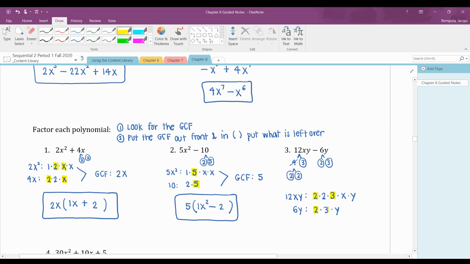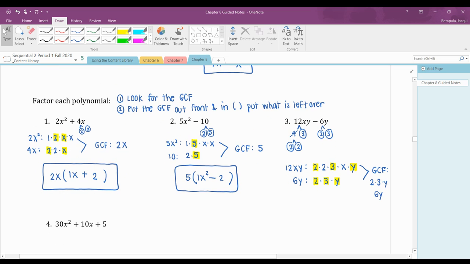But there's a 3 on the top as well as the bottom, and there's a y on both the top and the bottom. So because that's the case, anything that's highlighted gets multiplied together to become my GCF. So there's a 2 and there's a 3. So one pair of 2s and one pair of 3s and then a y. So if I multiply all that together, that tells me that my GCF is 6y.